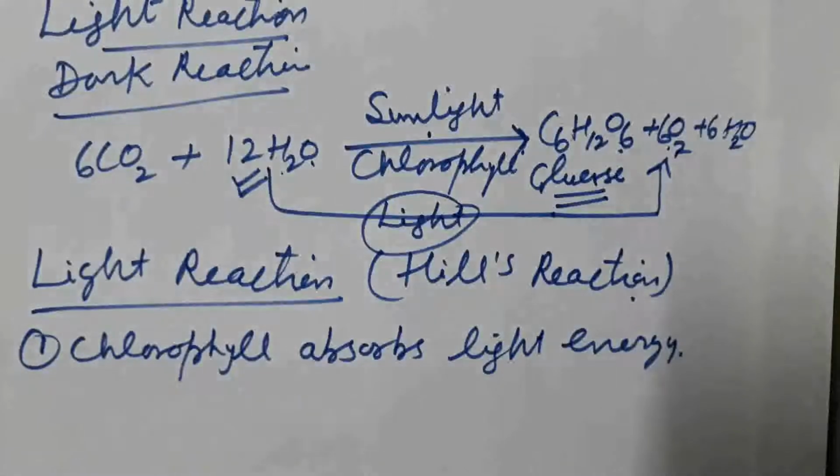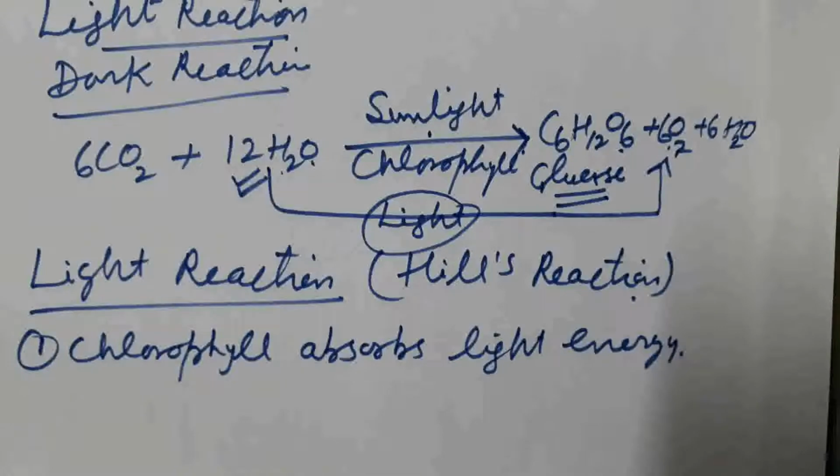Which light energy? That is, sunlight is absorbed by the chlorophyll. After absorbing sunlight, chlorophyll becomes excited and energy is released. And this energy is stored in the form of ATP. So, absorption of light energy by chlorophyll.